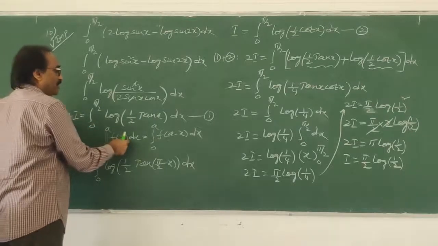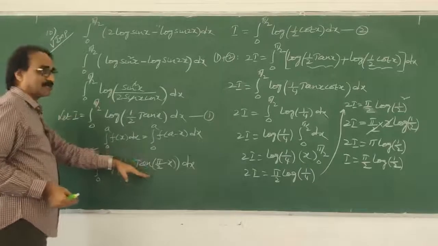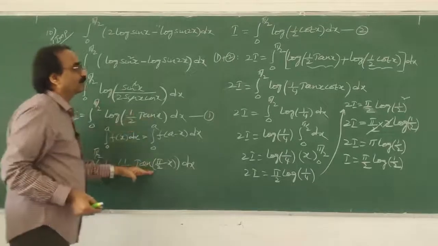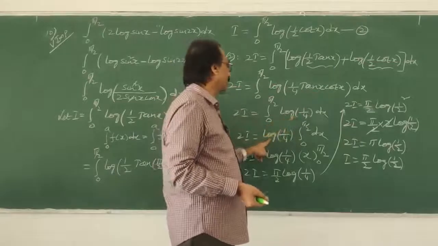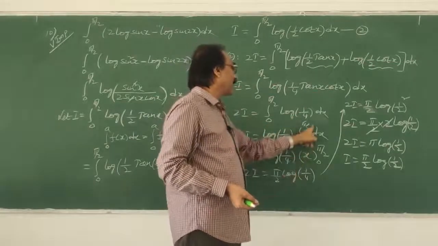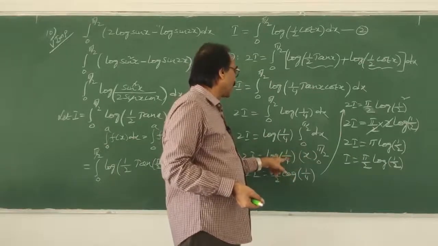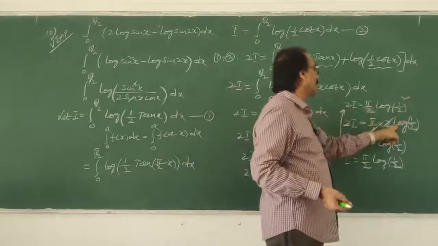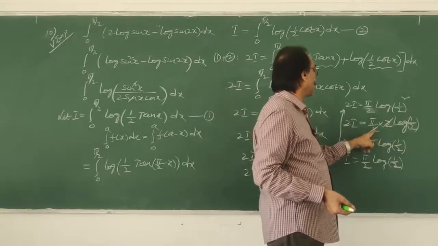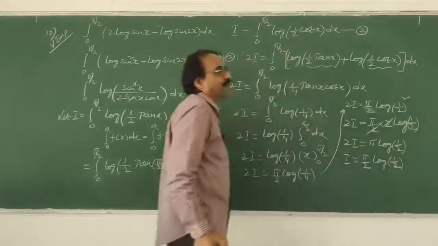So 0 to a f of x dx equals 0 to a f of a minus x dx, I applied here, cot x has come. Tan x into cot x will become 1. So log 1 by 4 constant, take outside. Integral dx means x, power pi by 2. So limit pi by 2. So pi by 2 into log 1 by 4, again I wrote as 1 by 2 whole square. Log x power n is n log x. N log x means these two cancel. I is equal to pi by 2 into log half. This is the final answer.